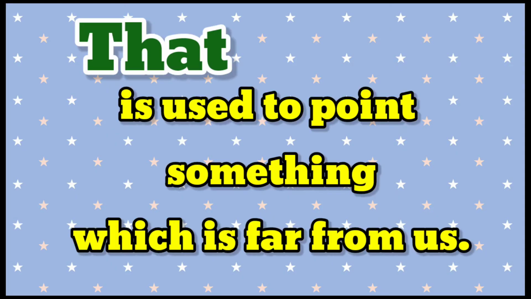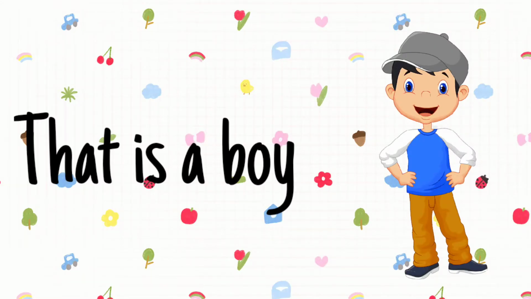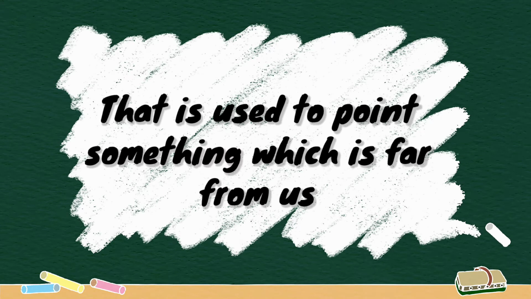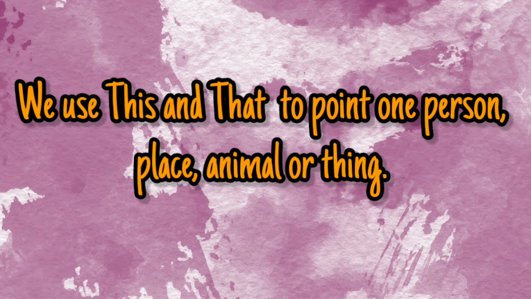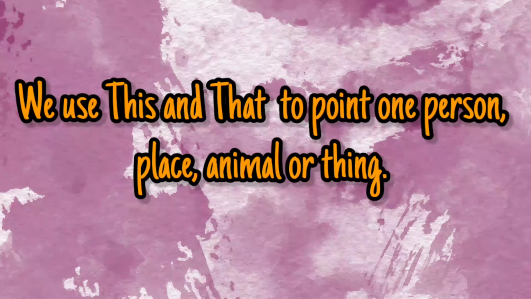That is used to point something which is far from us. That is a boy. The boy is far away from us, so we use that. That is used to point something which is far from us. We use this and that to point one person, place, animal or thing.